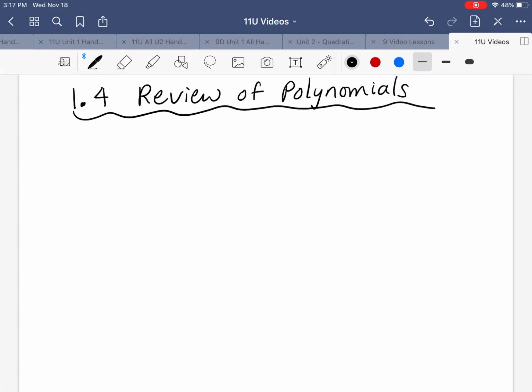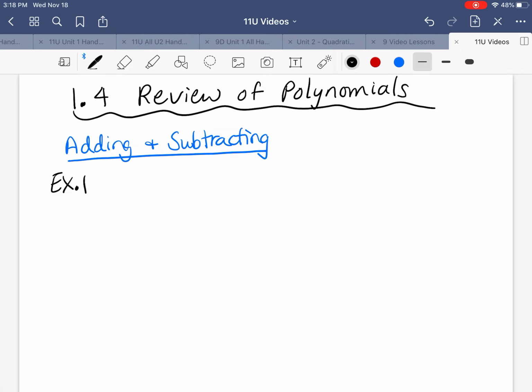Let's do a review of polynomials. This goes with section 1.4 in your textbook, and all of this is things you should have learned last year in grade 10 math. Let's start off by just doing some adding and subtracting. And we're just going to work our way through some examples.